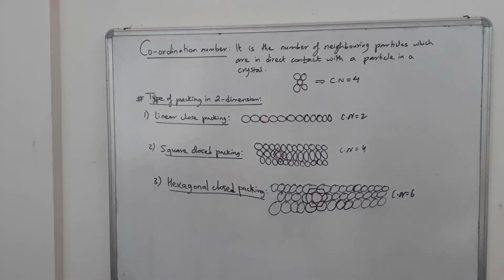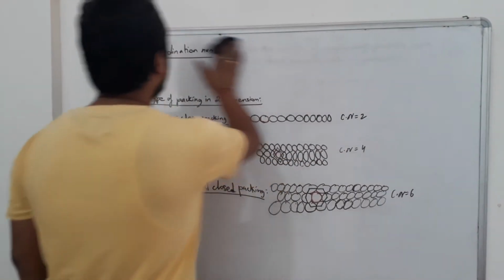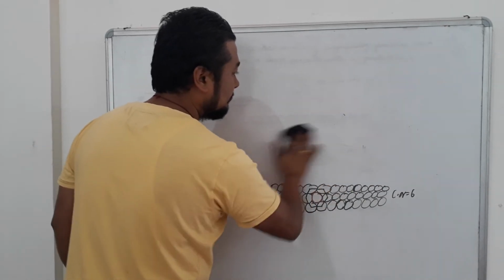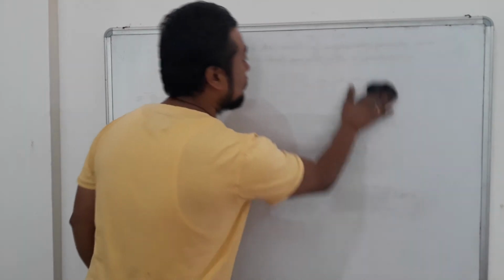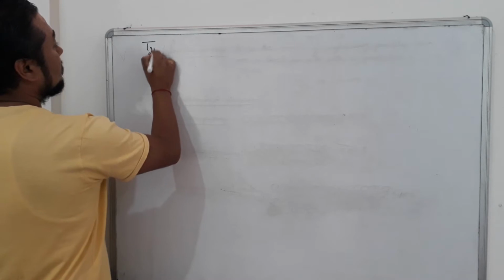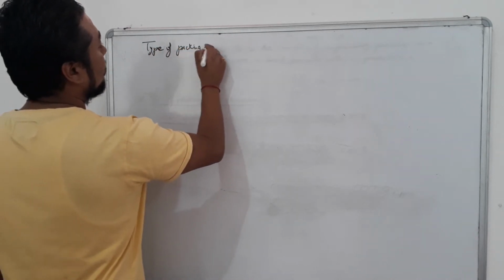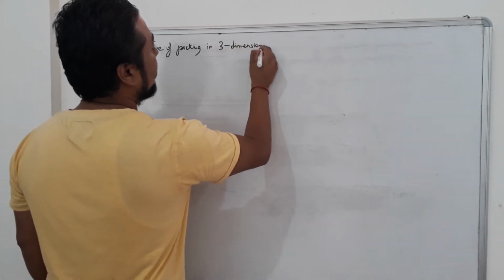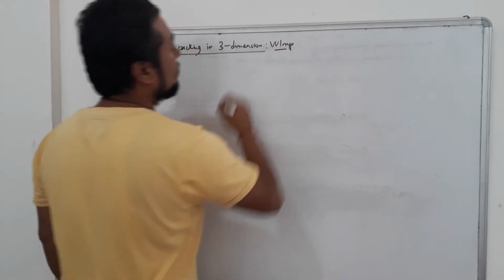Okay. Now we will see another type of packing, that is packing in 3-dimension. Now let us see types of packing in 3-dimension, and it is very important as compared to 2-dimension.